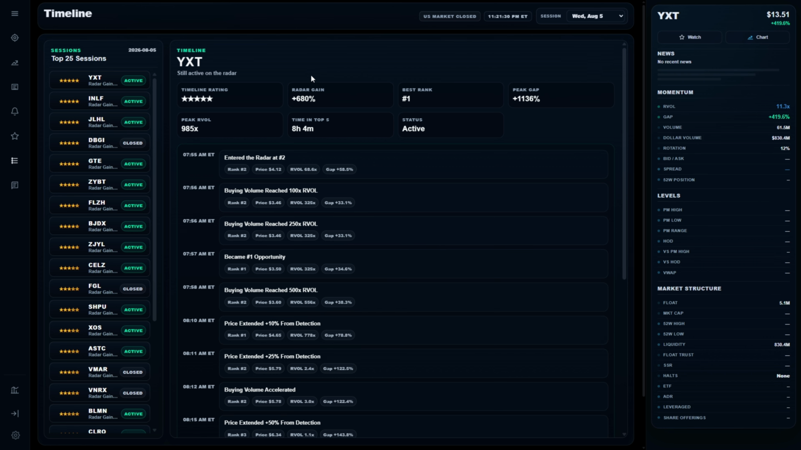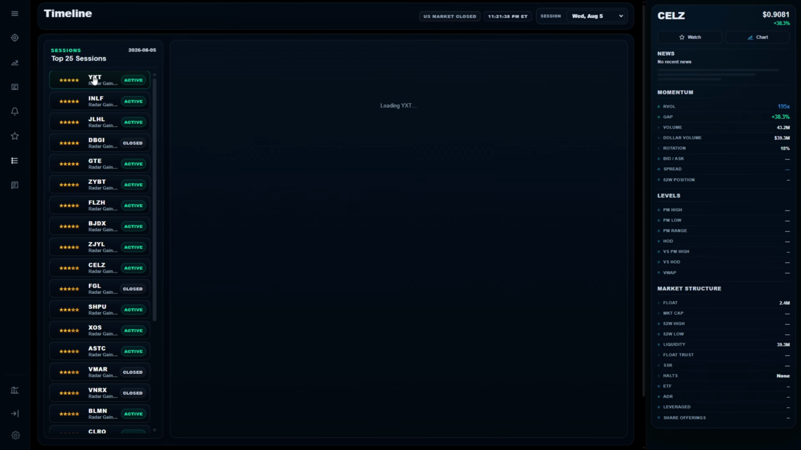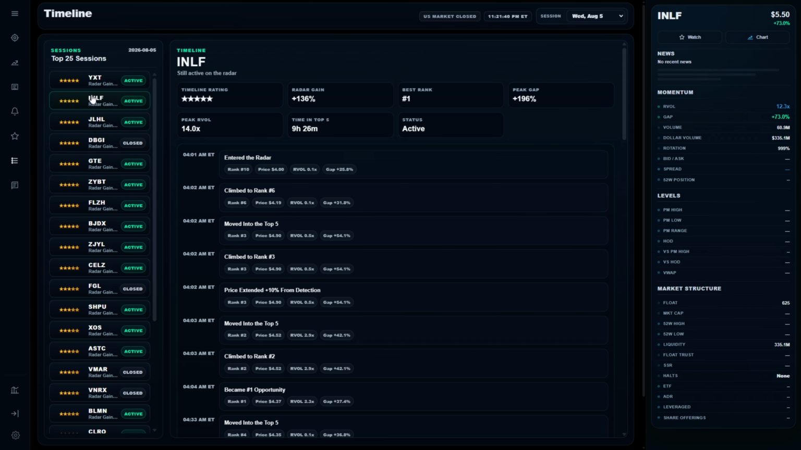Don't just review the biggest winners. Looking at both strong and weaker momentum stocks can help you better understand how different types of price action develop throughout the trading session. A common mistake is only focusing on the final result. The real value of Timeline is understanding the journey that led there.